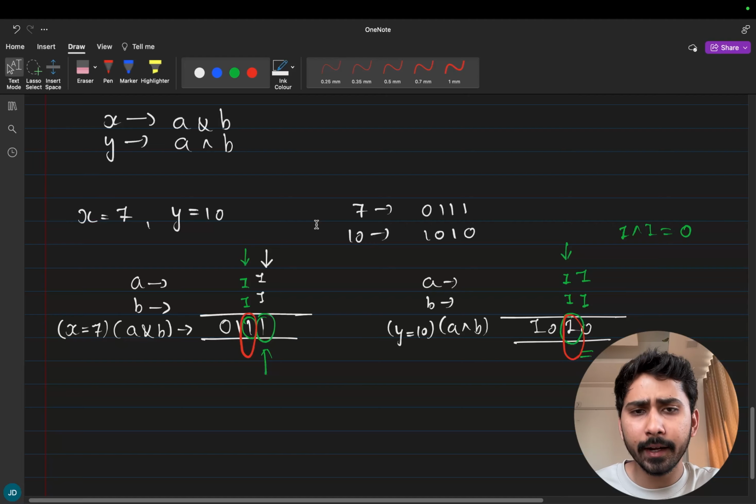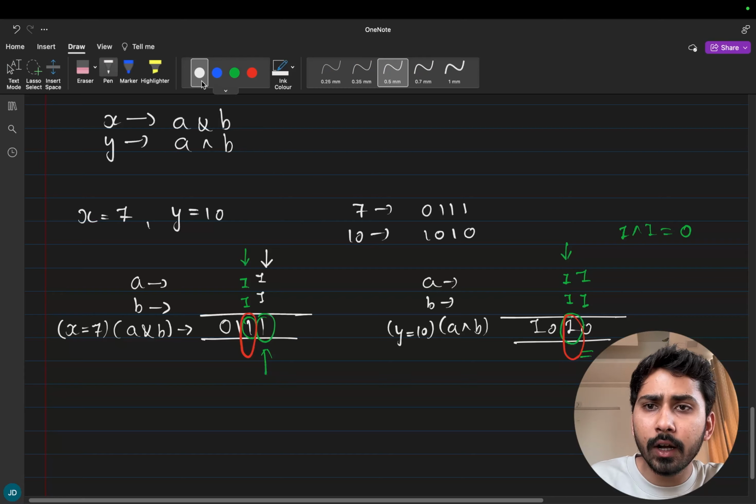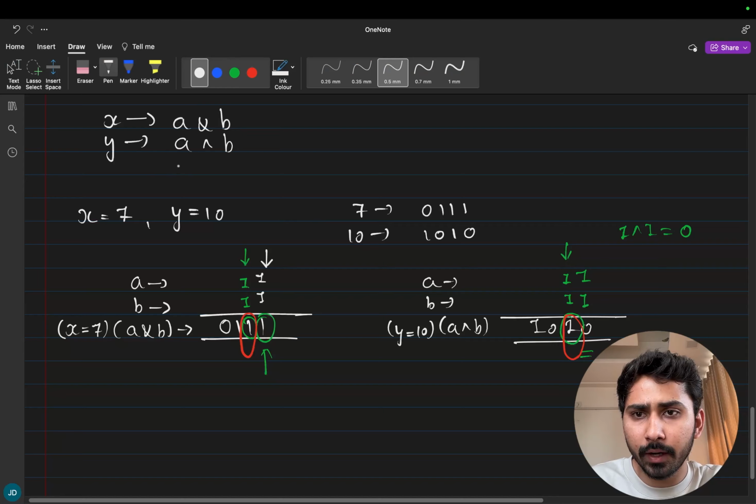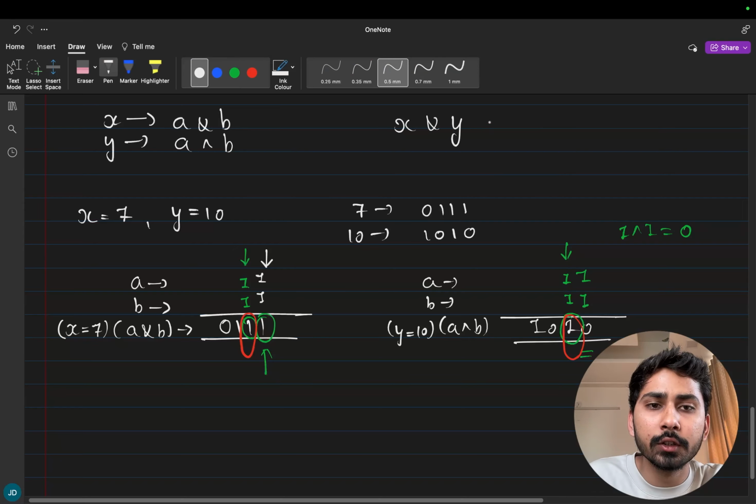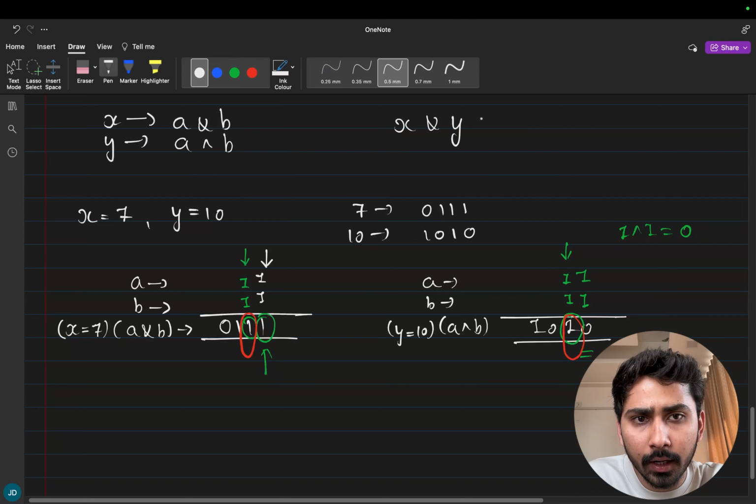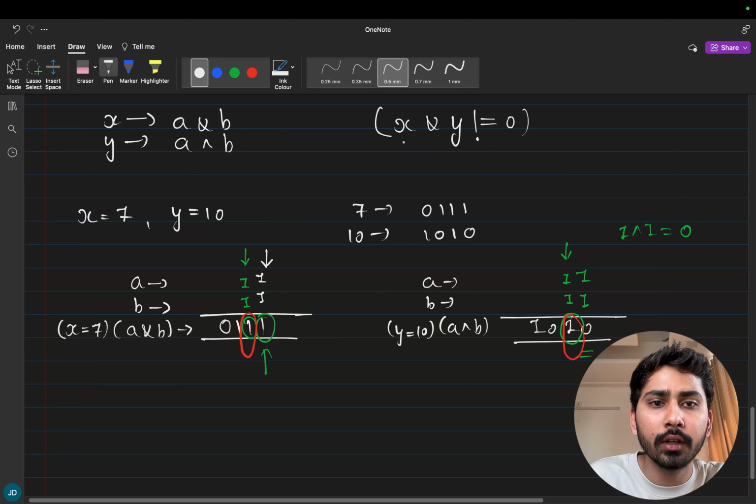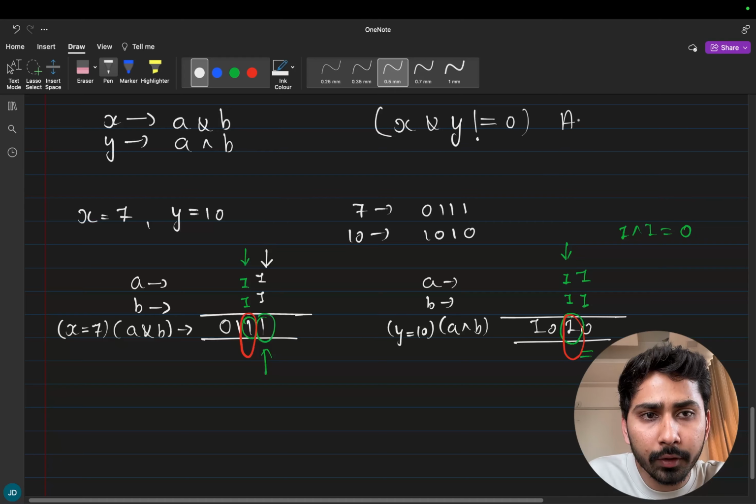So how can we validate? How can we find out whether there are some overlapping set bits in X and Y? It's very simple. If you want to know the overlapping set bits, you can just do an AND operation of X and Y. So if you do the AND operation of X and Y, and if this results in a non-zero, then the answer is always -1.